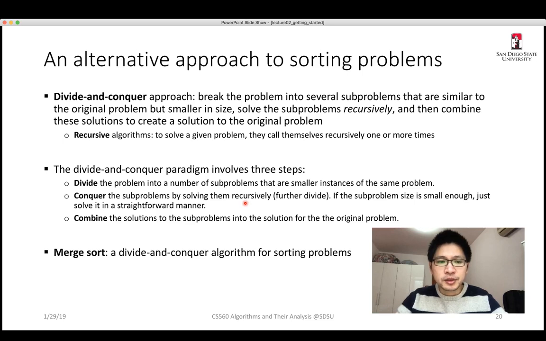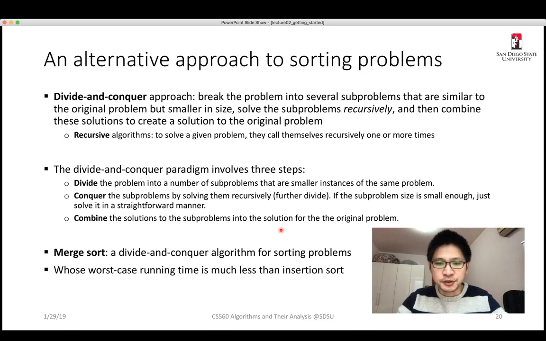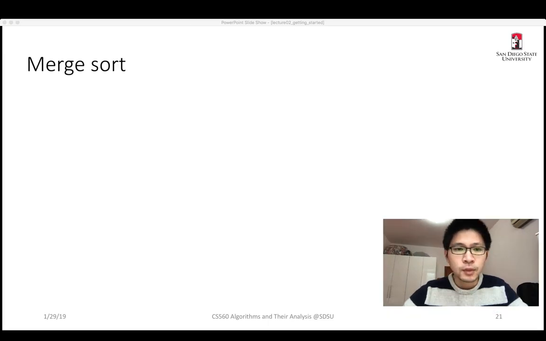The merge sort that we're going to introduce here is an example of a divide and conquer algorithm for sorting problems. As we will see, it turns out that the worst case running time of merge sort is much less than insertion sort. That means it runs much faster on average than insertion sort. Let's look at merge sort.